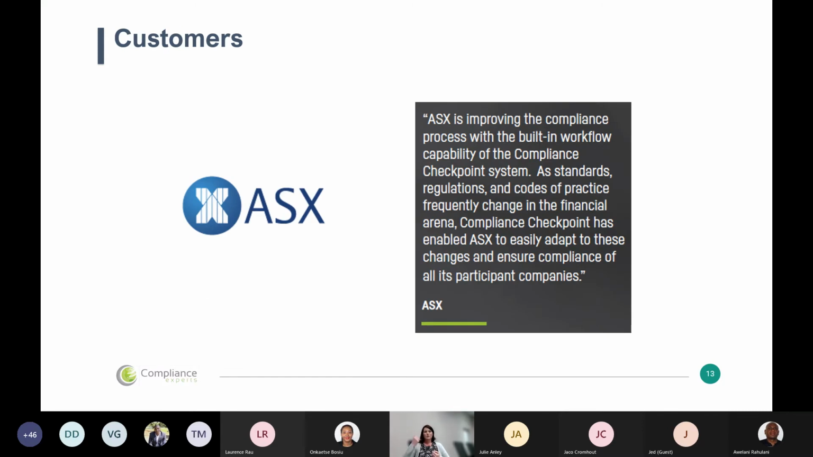From a customer point of view, I just wanted to include the example of ASX, the Australian Securities Exchange, which has used the system and they've gained a lot of benefit from it in terms of flexibility, responding to changes in regulation, and also being able to communicate more effectively with their participants.